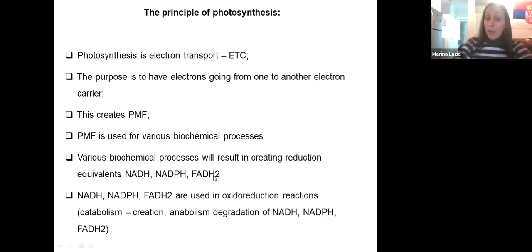biosynthesis. Again, various biochemical processes will result in creating reduction equivalents, NADH, NADPH, FADH, and these NADPHs are used in oxidoreduction reactions. So photosynthesis is, I would say, similar to oxidative phosphorylation in terms of products, not completely the same though, but the purpose of it is similar.